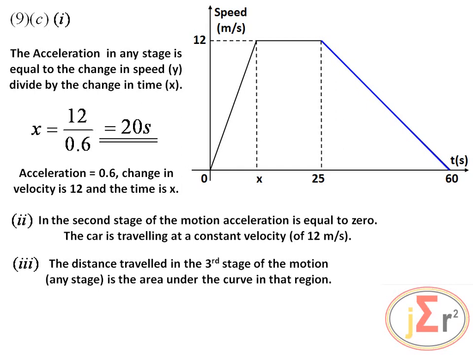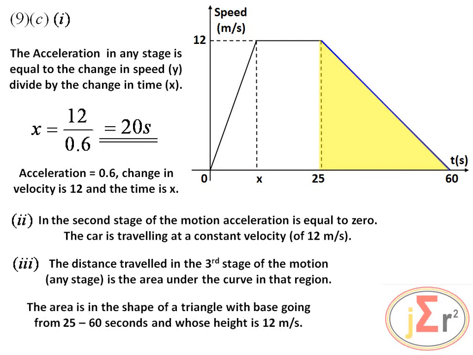But the question is particular about what region, and it is in the third stage of the motion, that triangle that we are talking about. The area under that third region is the area of that triangle, and area is half base times height. It's a right angle triangle, we have no difficulty with it.